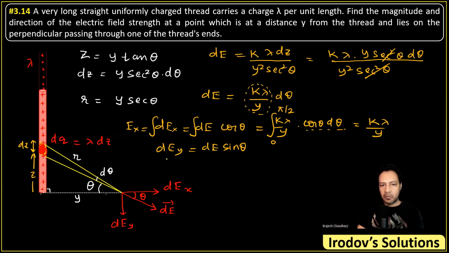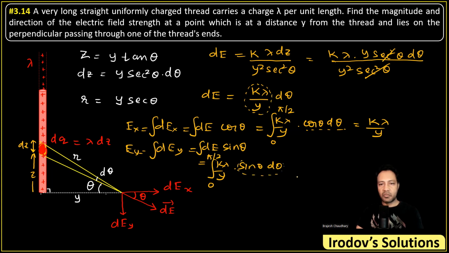And similarly here also, dE sine theta will be k lambda by y sine theta d theta. So Ey would be the integration of this thing, obviously from 0 to pi by 2. And this integration from 0 to pi by 2 is 1. So we'll get this k lambda by y.